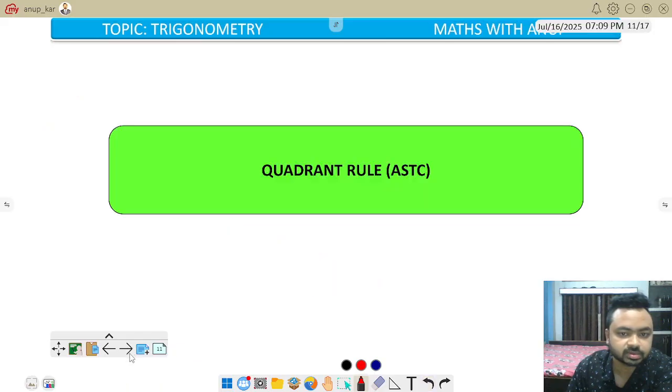Let's proceed further to the quadrant rule, which is one of the most important topics of discussion over here.